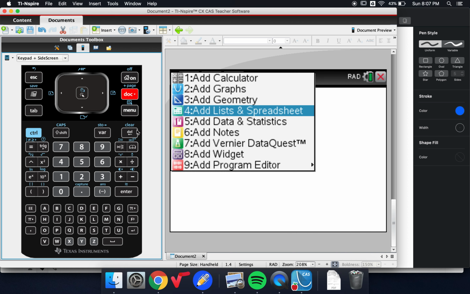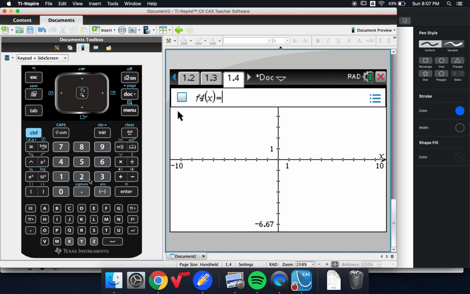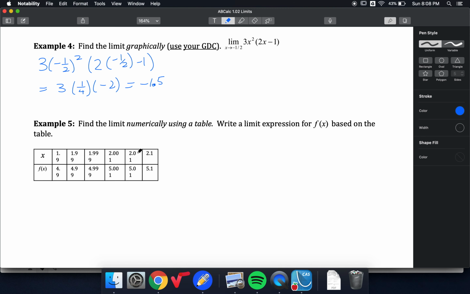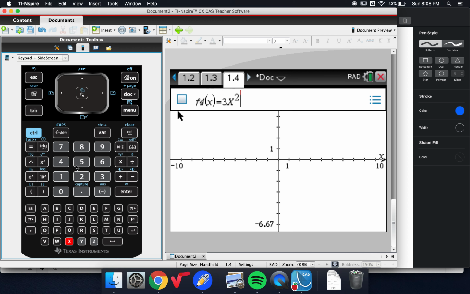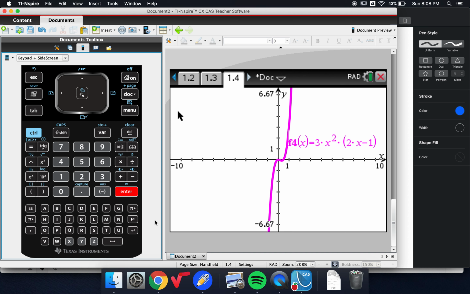Okay, so I'm going to add some graphs, and I'm going to do 3x squared times 2x minus 1. And so I can graph this. I can look at what's happening as x goes towards -1/2.